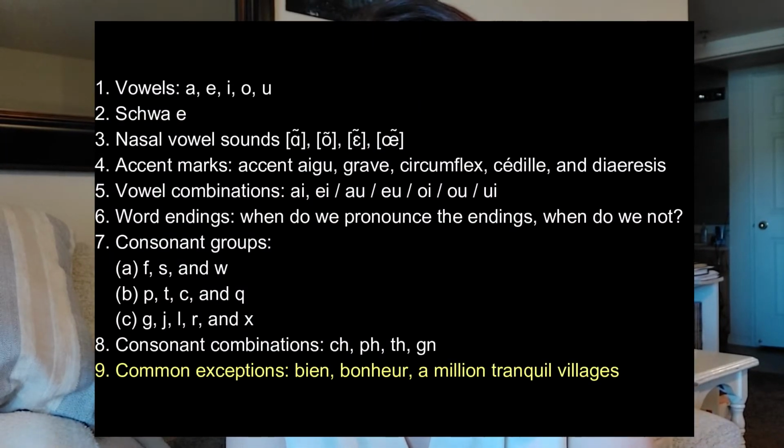And then at the very end, we're going to talk about exceptions like bien. We're going to talk about bonheur. We're going to talk about when to pronounce the double L's, when not to. And the little trick is that little saying that says a million tranquil villages. That'll help you remember when to say the L's, when not to say the L's. We're also going to briefly touch on elisions and linking and what that means for how you pronounce things.